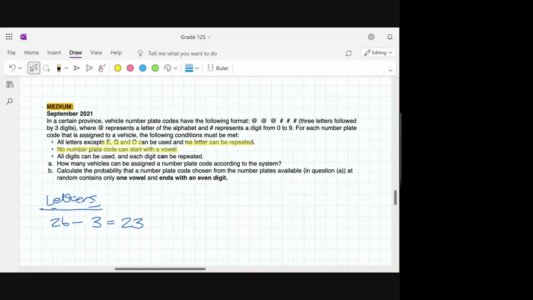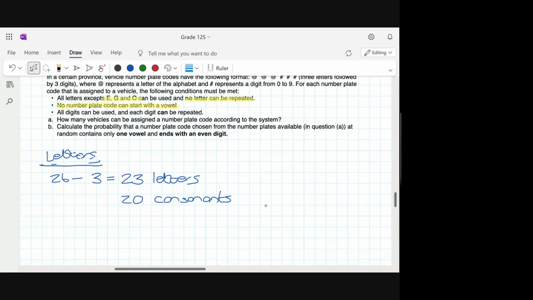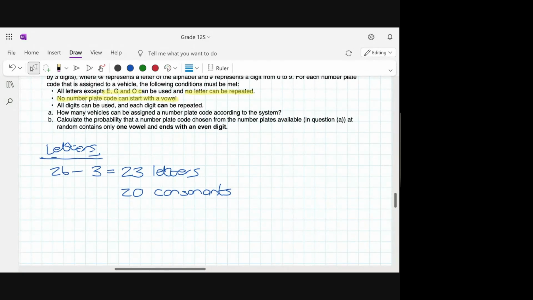So the first letter that we've got can only be a consonant. And what do we know about our consonants? We have 20 consonants. Forgive my spelling. What about digits? Digits can be used and every single one can be repeated, so not a problem.